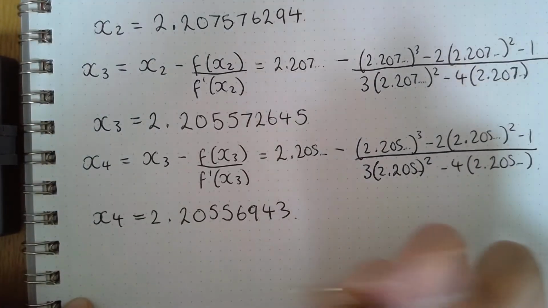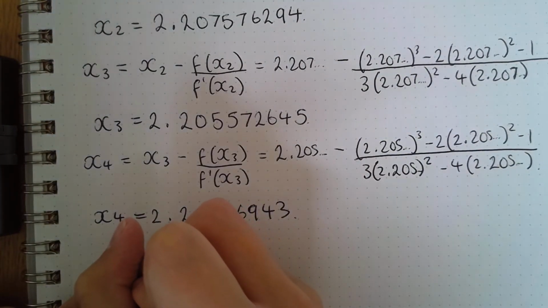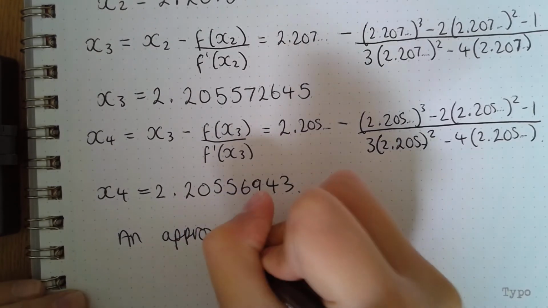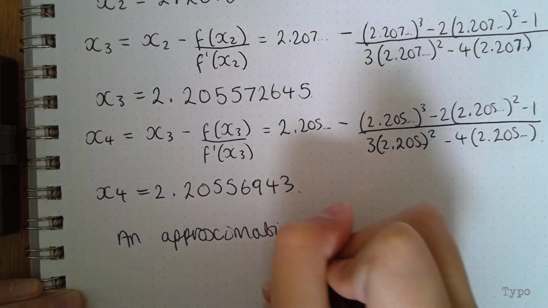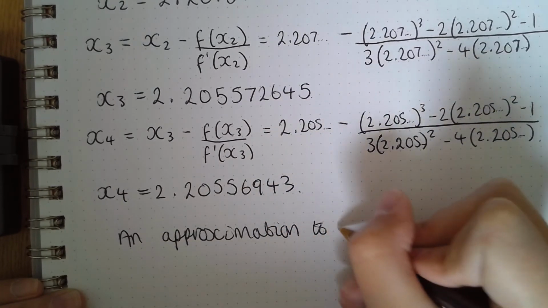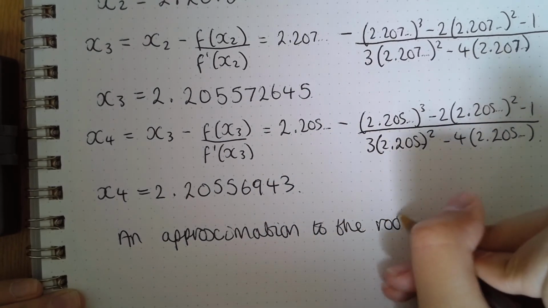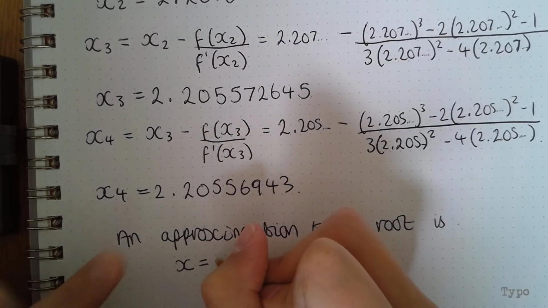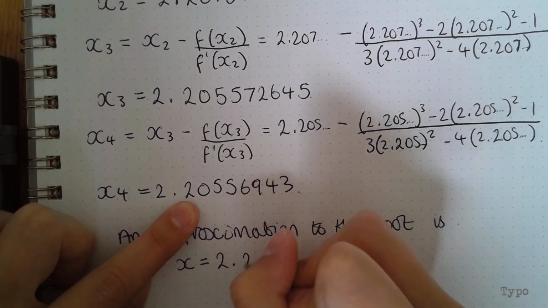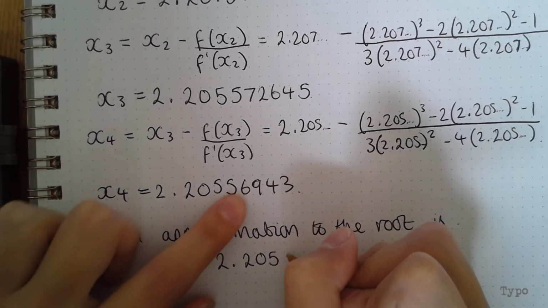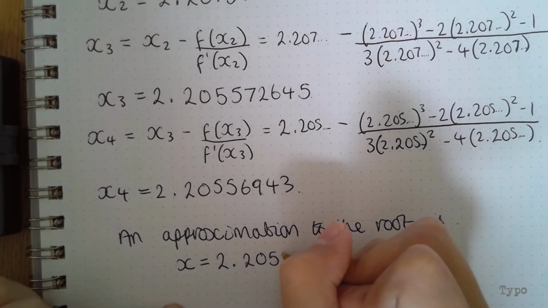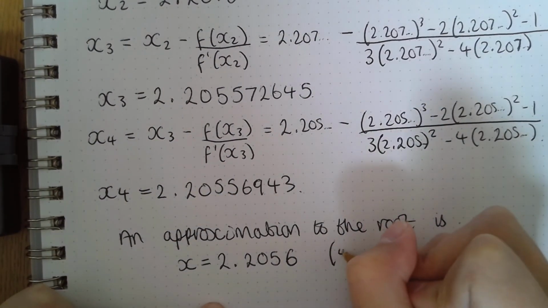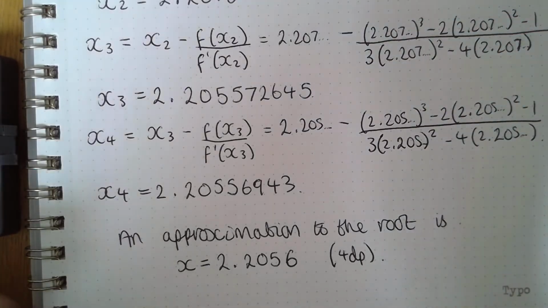So an approximation to the root is x is equal to 2.2056, because it will round, to 4 decimal places.